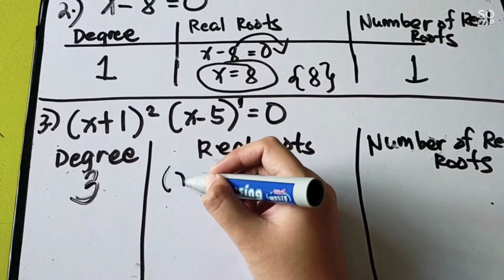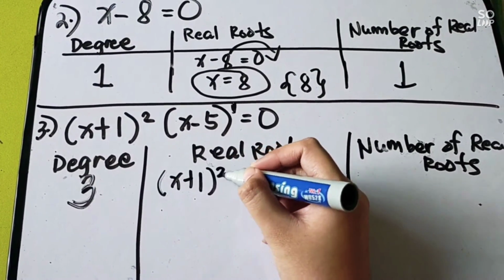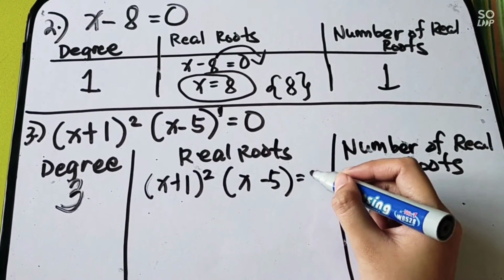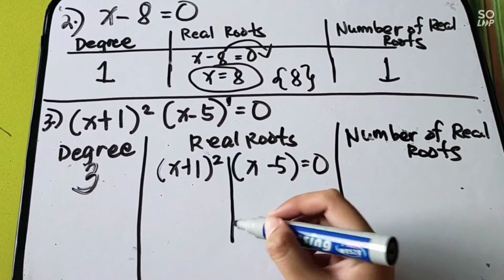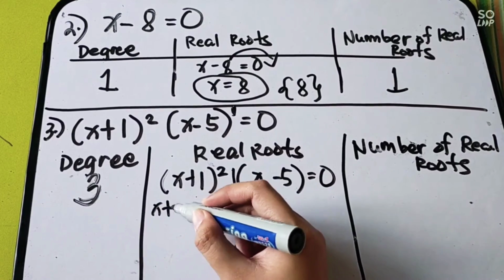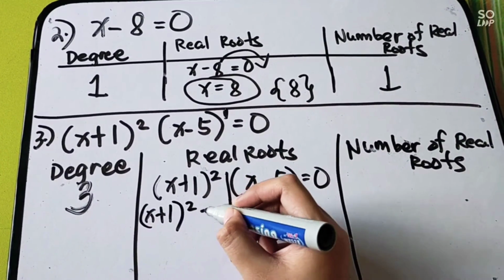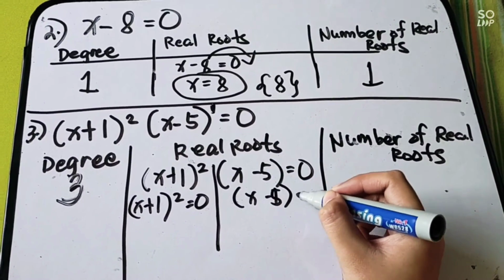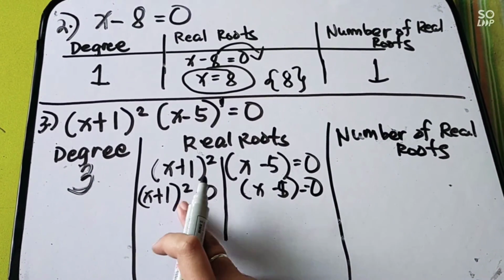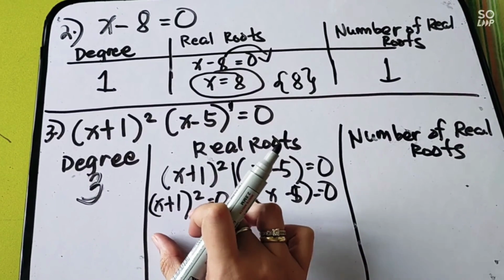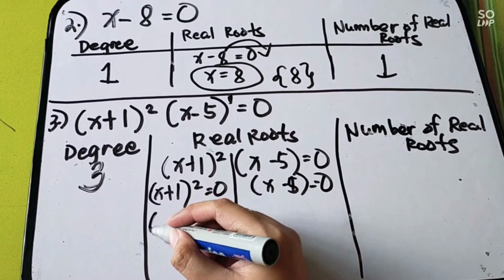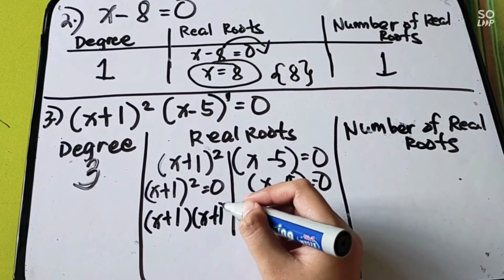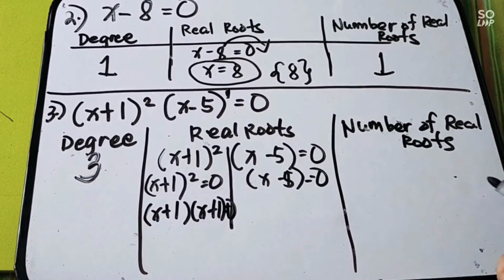Alright? So, how we are going to solve for this one? So, we have x plus 1 squared, tapos x minus 5 is equals to 0. Separate mo lang ulit. So, yung isa ay x plus 1 squared is equals to 0. Then, x minus 5 is equals to 0. Etong x plus 1 squared, meaning doble siya. Okay? So, meaning, x plus 1 times x plus 1 siya. So, equal to 0.